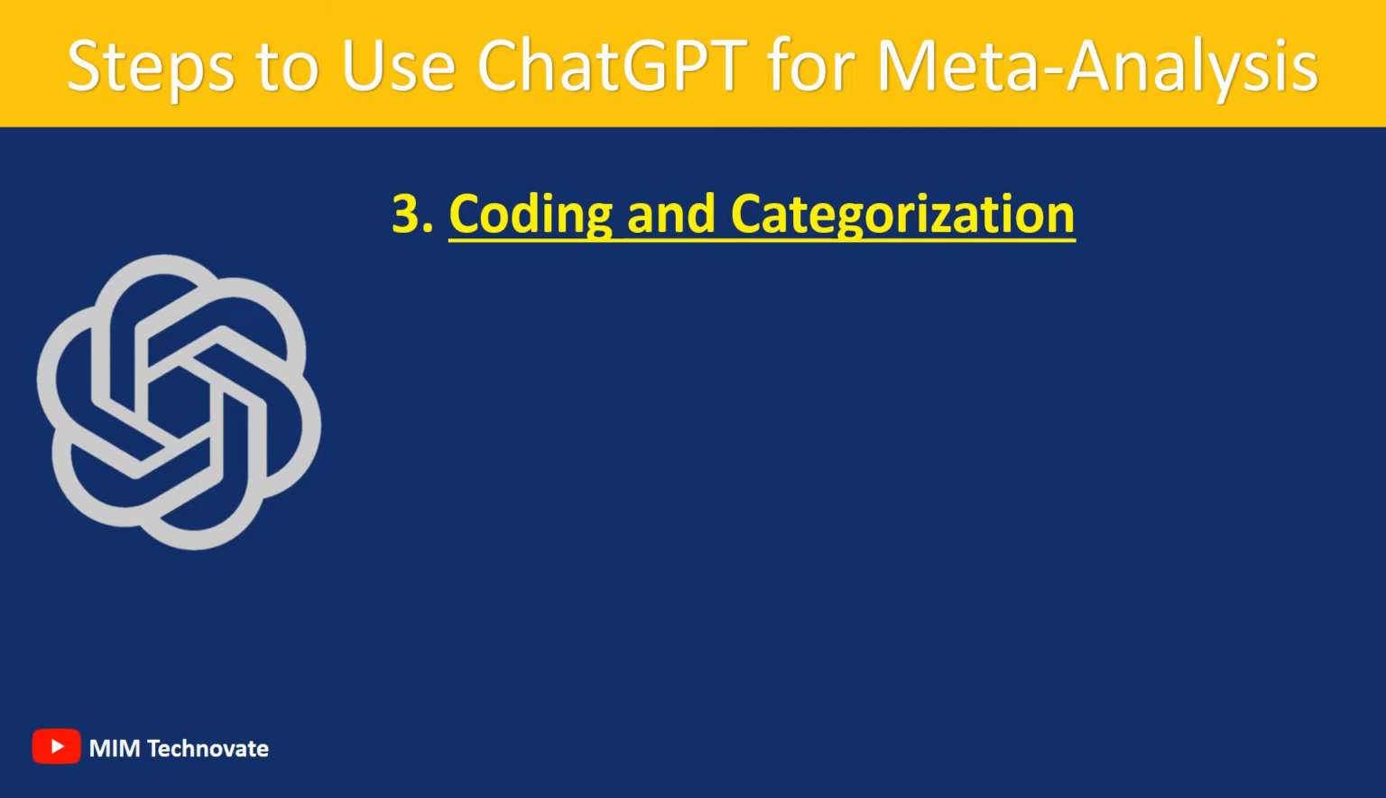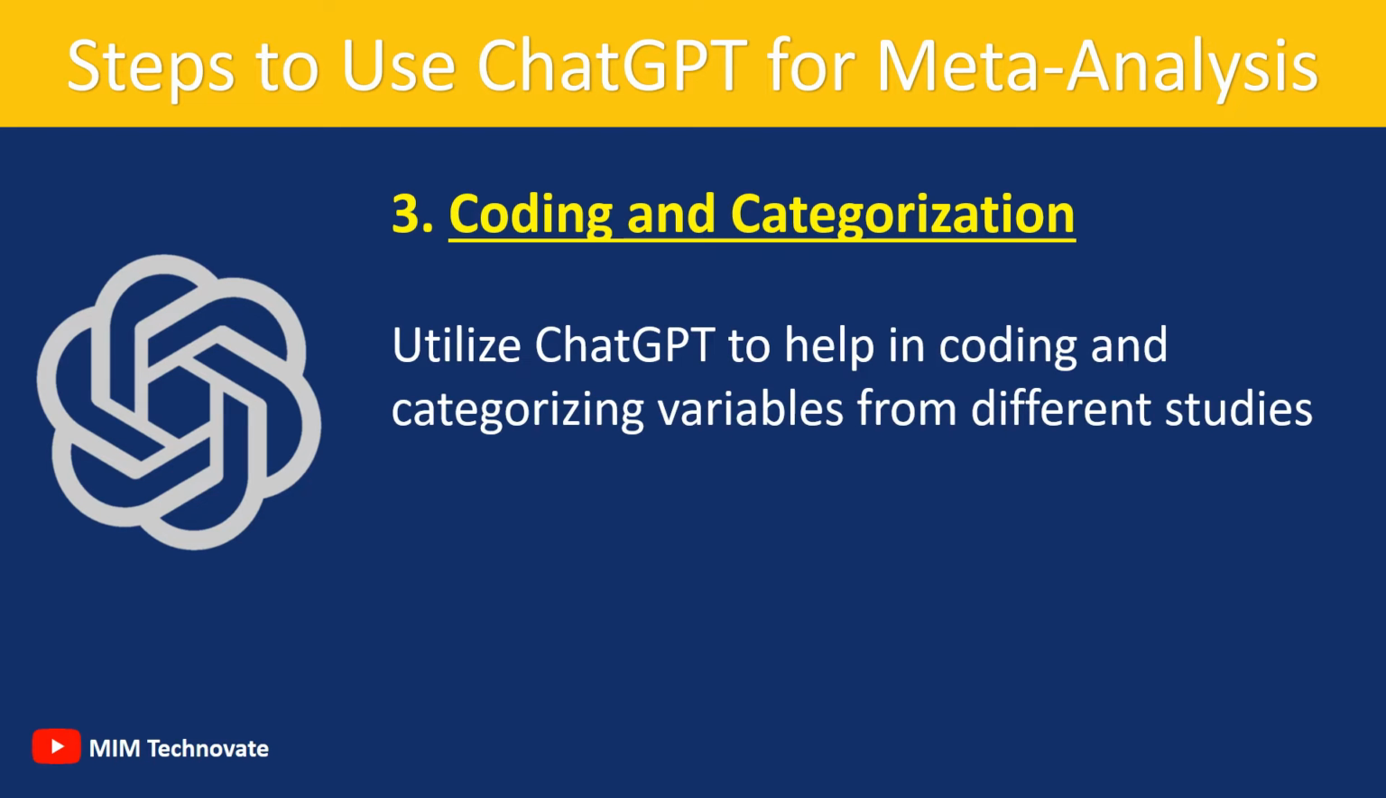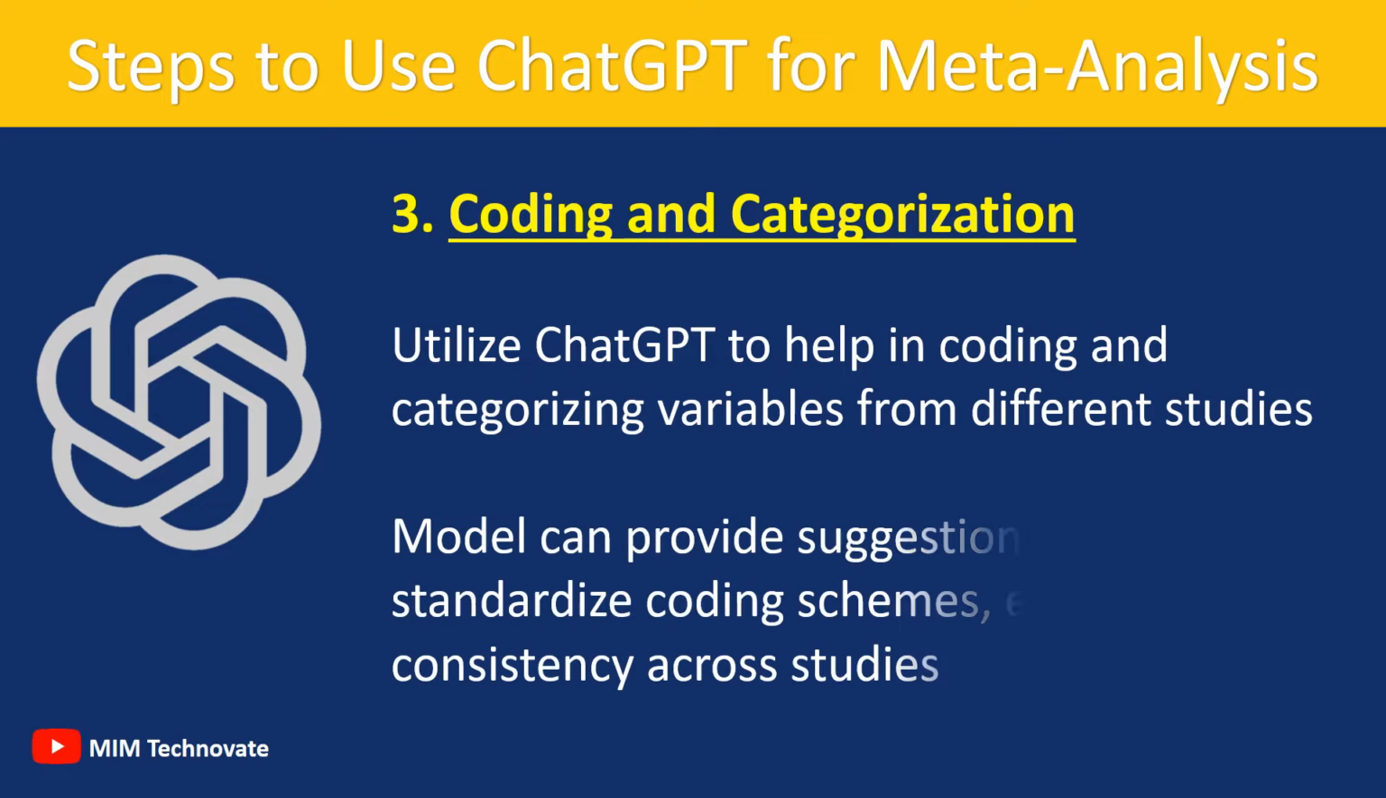Number 3. Coding and categorization. Utilize ChatGPT to help in coding and categorizing variables from different studies. The model can provide suggestions on how to standardize coding schemes, enhancing consistency across studies.